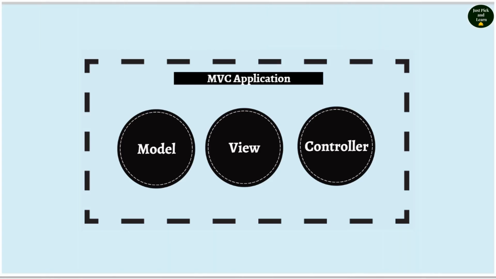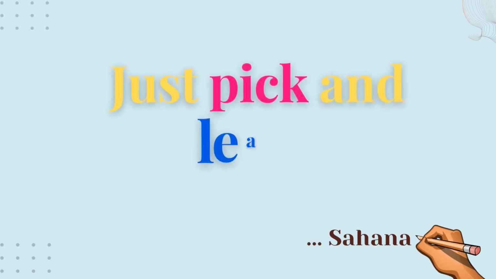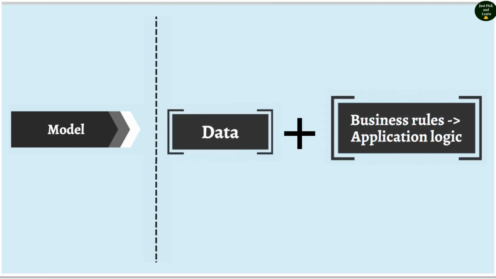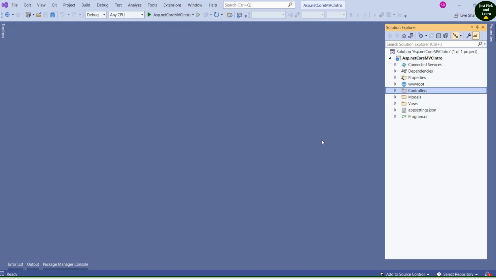In our ASP.NET Core MVC series, we have already covered controller and view. Today we are going to understand model, its roles and responsibilities, how we can create our own model, and many other things. It's obvious that every application will have to deal with some kind of data, and there will be business rules that we write in terms of application logic. In short, model represents data and the application logic.